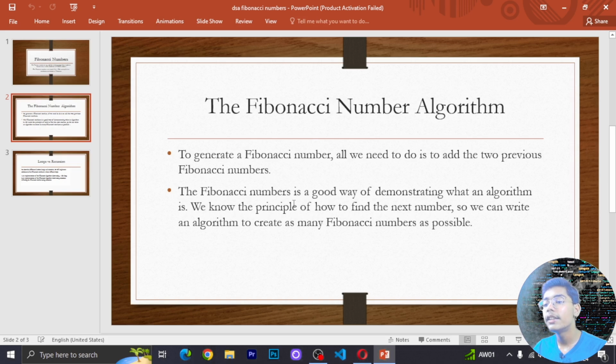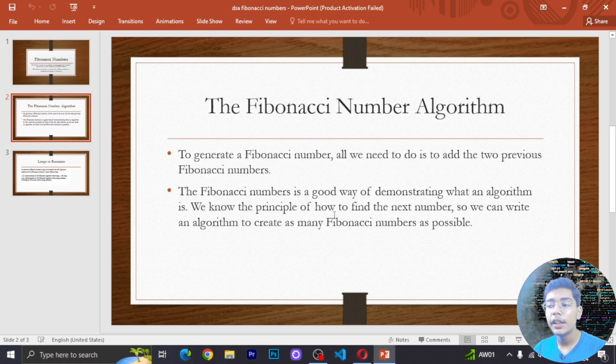And then it goes on to say that if we know the principle of how we can generate a new Fibonacci number, then it will be easy for us to create any algorithm. You can create many algorithms, as there are many values you can use. You can use the Fibonacci number algorithm as well, and there are other values you can use to create an algorithm. So if you know how to find the next number in Fibonacci numbers, it will be easy for you to create any algorithm.